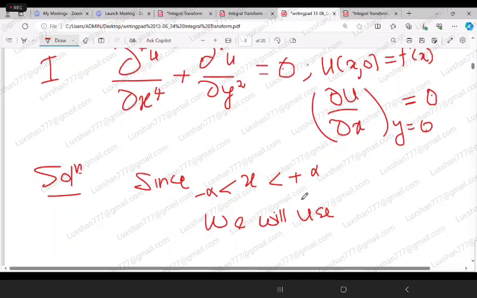We have three transforms. One is the Fourier complex transform. The other one is the Fourier sine transform. The other one is the Fourier cosine transform. So which transform will we use now? Can anybody tell me? Yes. Now we have to use the Fourier complex transform.